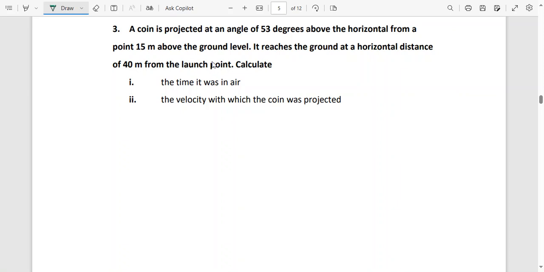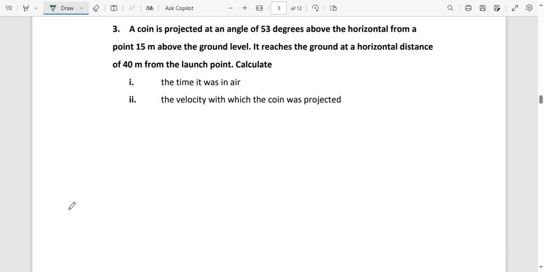A coin is projected at an angle of 53 degrees above the horizontal from a point 15 meters above the ground level. It reaches the ground at a horizontal distance of 40 meters from the launch point. Calculate the time it was in the air, the velocity with which the coin was projected.